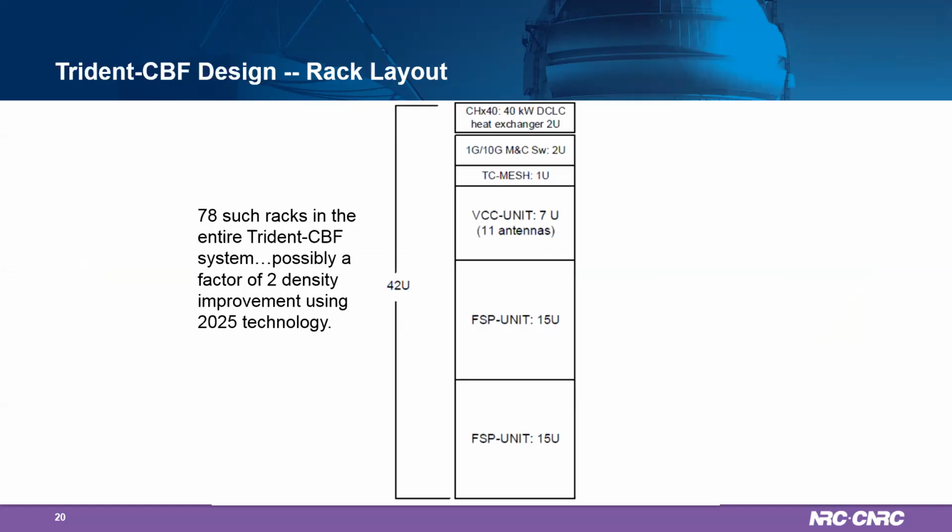In a single rack, we would assume a 1U liquid-cooled processing unit that would have 2 boards. In one rack, we could fit 2 FSPs and 1 VCC unit, and then the various networking switches we need, and a liquid cooling heat exchanger at the top. We would need 78 racks in this configuration to implement the entire 3 Trident correlator for NGVLA. And certainly using the next technology node, the density could be increased even further.